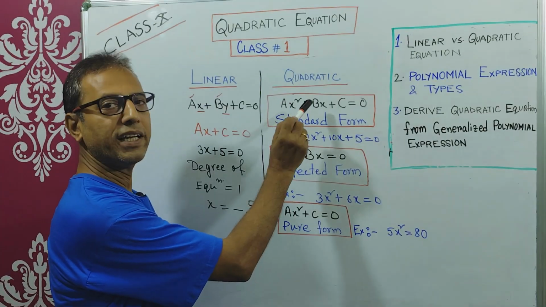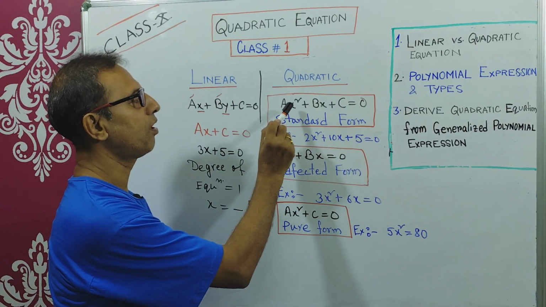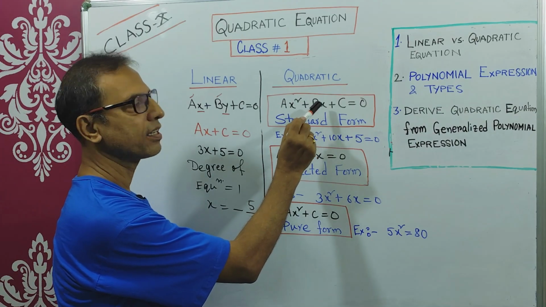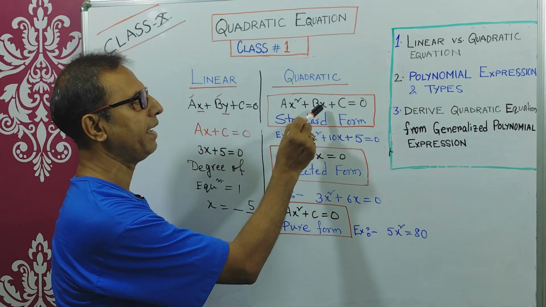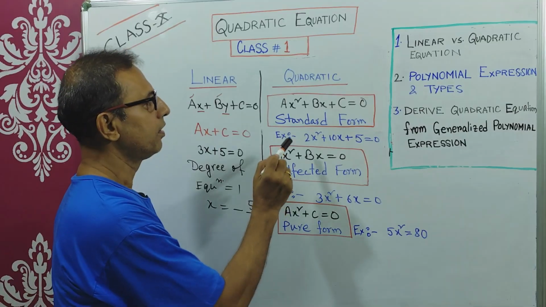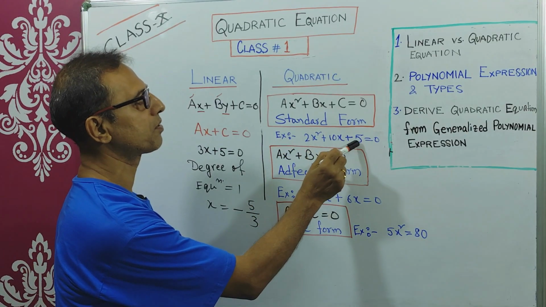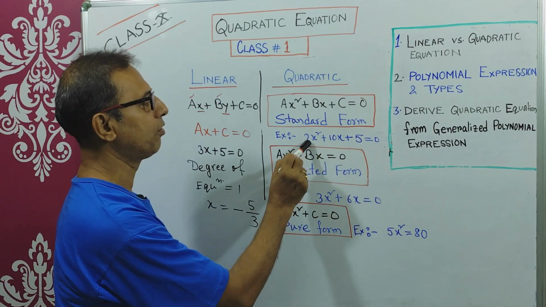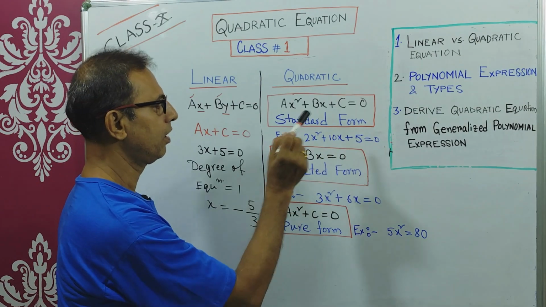For the standard form of quadratic equation, you have the coefficient of x square, the bx term, the coefficient of x, and also the constant term. So x square, x and the constant term are all present. This is called standard form. For example, 2x square plus 10x plus 5 equals 0. It is in the form ax square plus bx plus c, where a equals 2, b equals 10, and c equals 5.